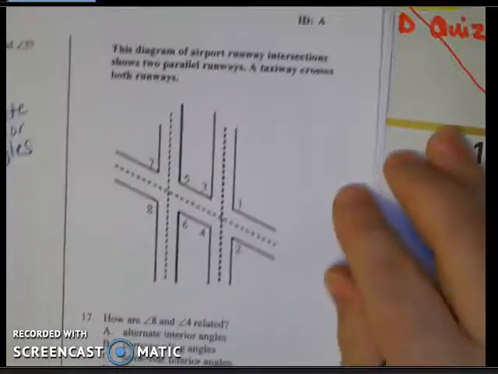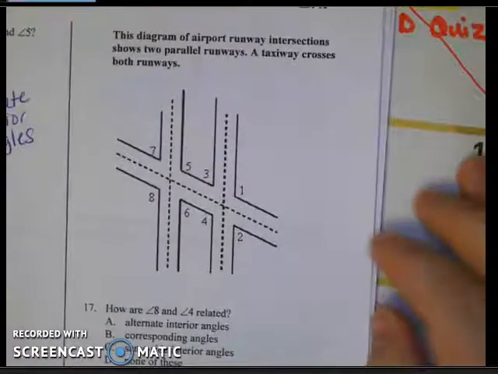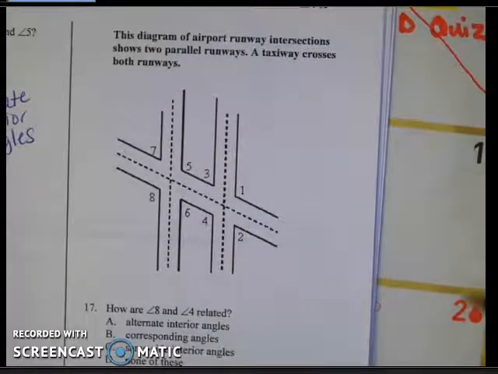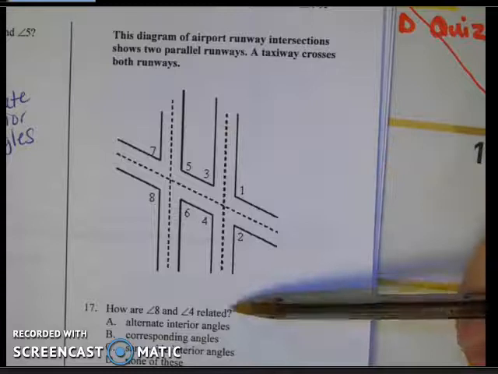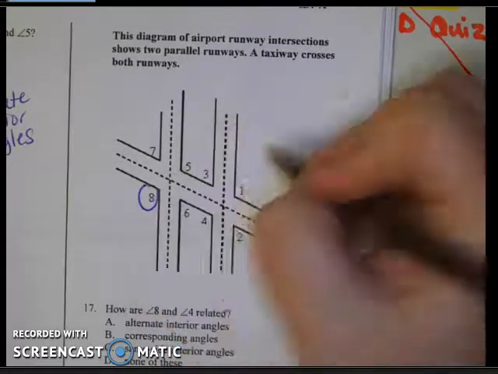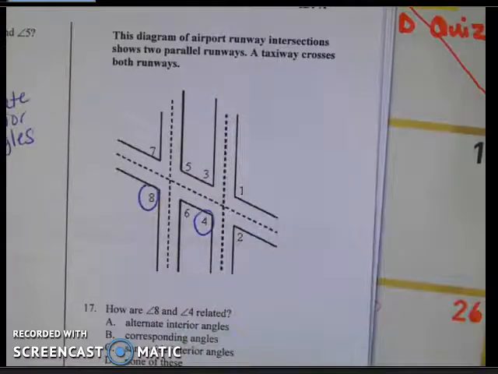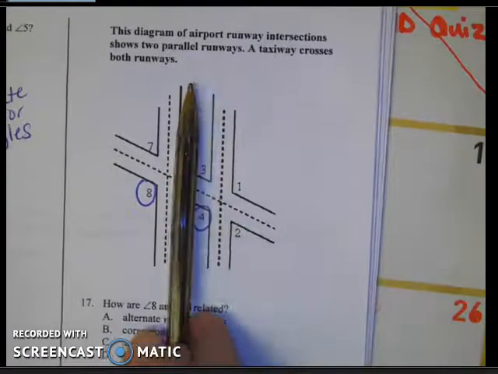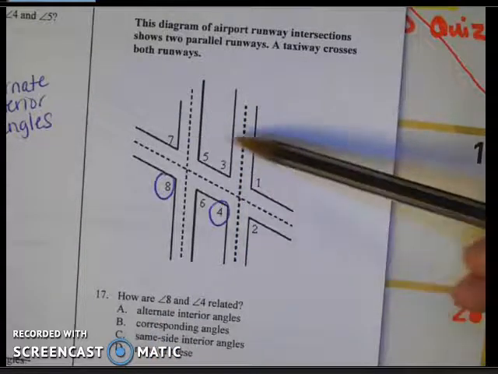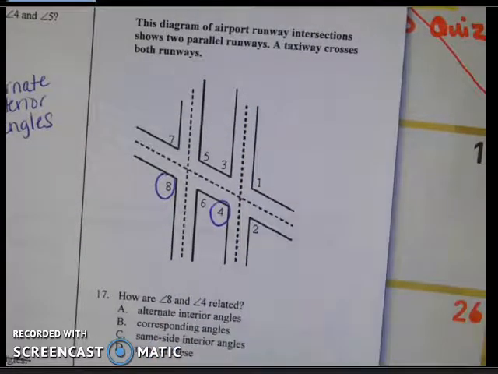All right, we have another diagram. This diagram of airport runway intersection shows two parallel runways and a taxiway crosses both. How are angles 8 and 4 related? Well, I have one on the interior. Angle 4 is on the interior because it's between our two parallels. And 8 is on the exterior.